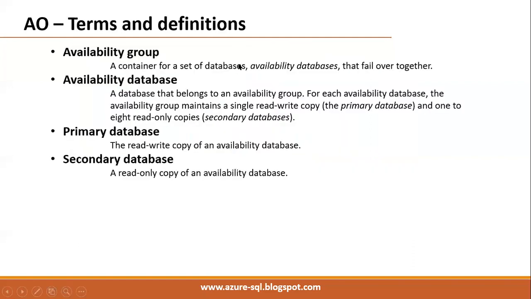Some terms are there in Always On availability. Availability group is nothing but a group of databases which we can fail over at a time. Availability database is a database that belongs to an availability group. Primary database is the read-write copy of the availability database. Secondary database is basically a read-only copy of a database.